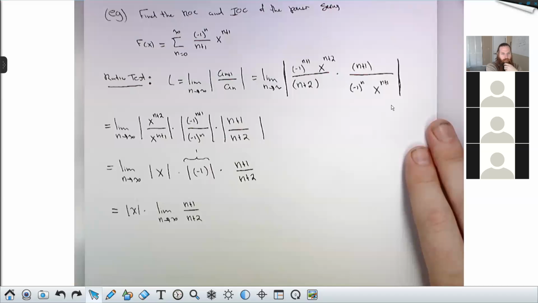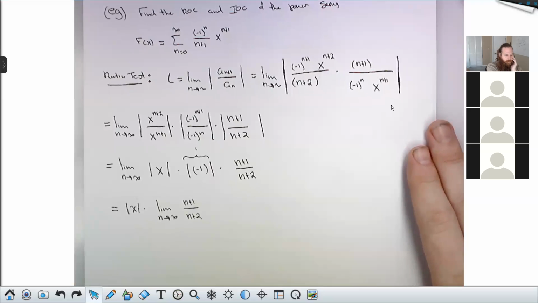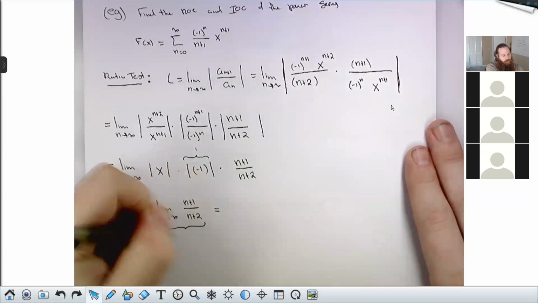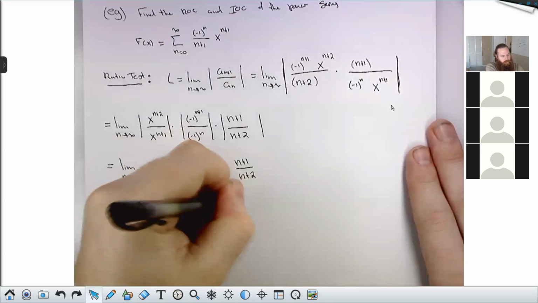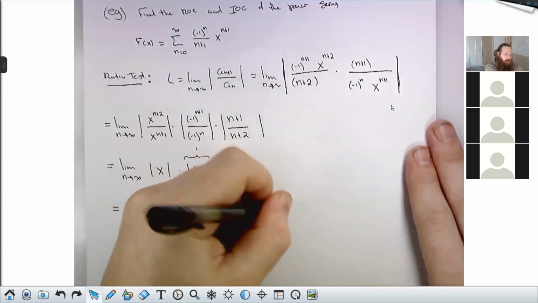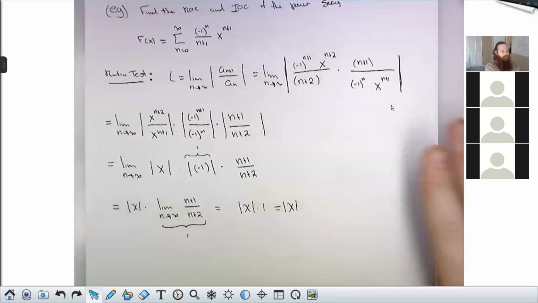One half. If n was going to 0, that would be 1/2. Would it just be 1? Yeah, this piece is 1. So this is the absolute value of x times 1, or just the absolute value of x.